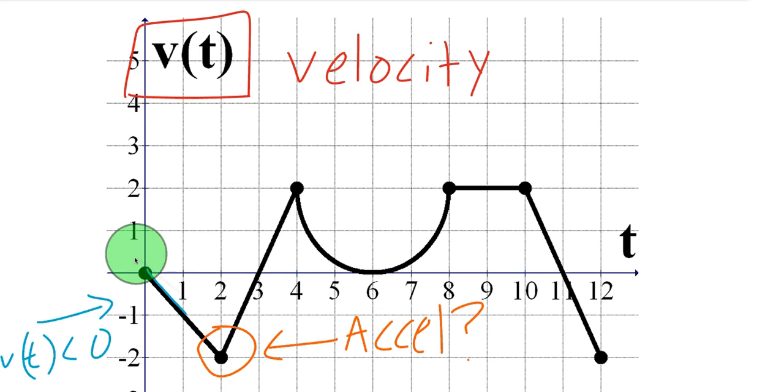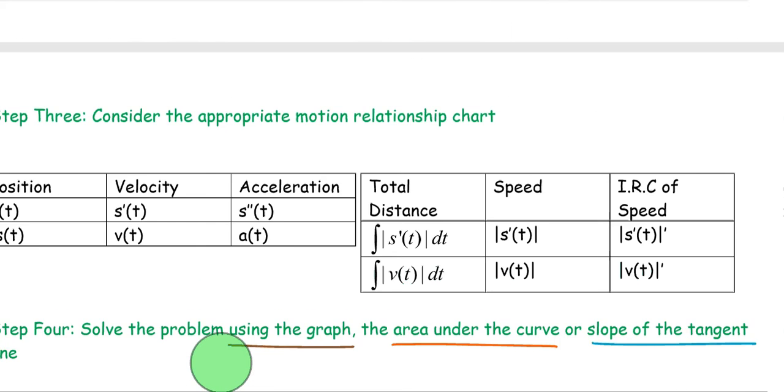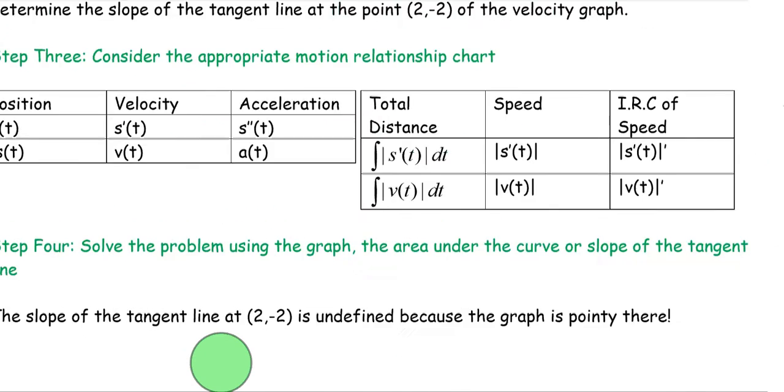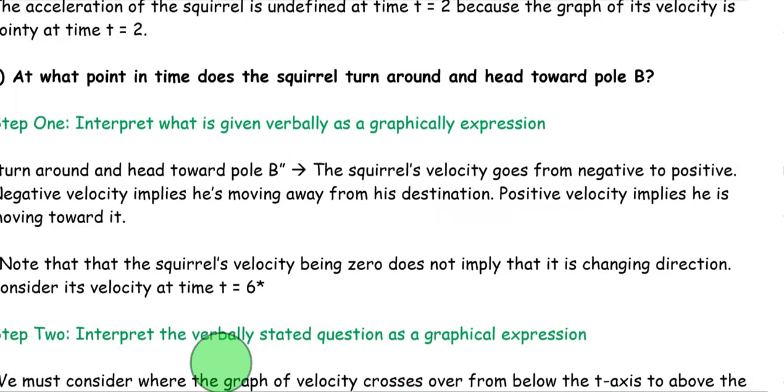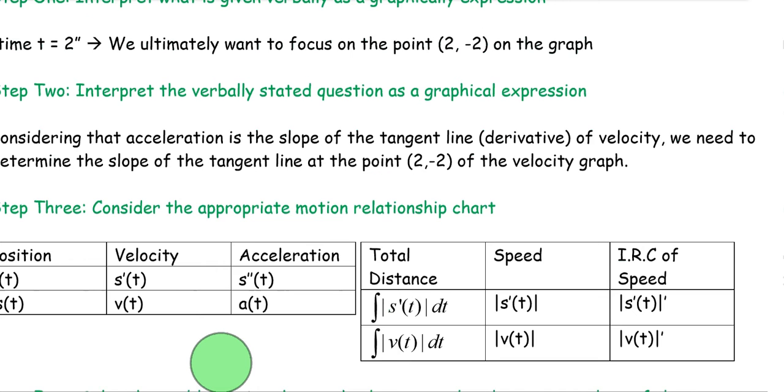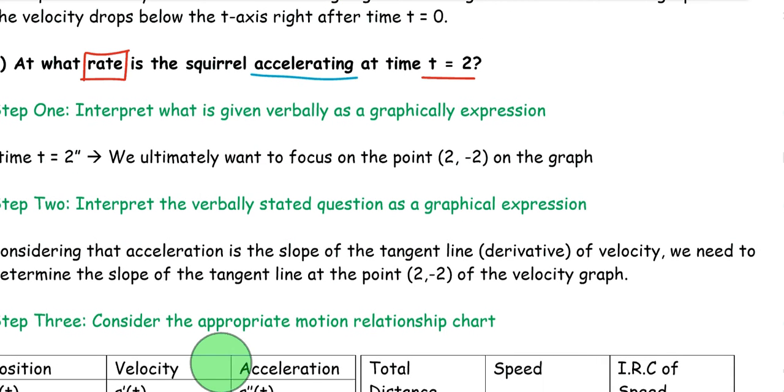Now, if you remember though, when a graph comes in at a V, that's a problem, right? You actually can't find the slope. So what does that tell you about the squirrel's acceleration? It doesn't have one, right? So I pretty much already gave the answer away, and it's pretty simple. But if you still want to learn more about that, go ahead and follow along with me as I go through the steps here. So here's the question again.